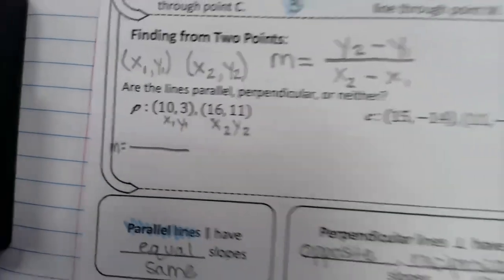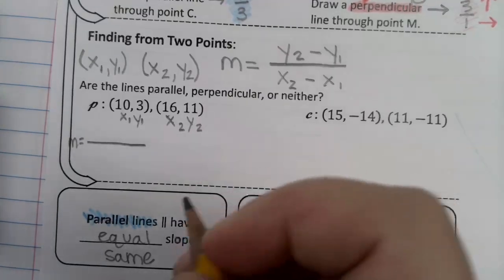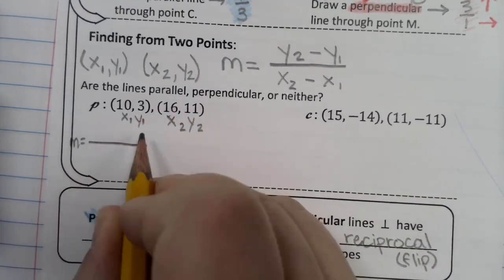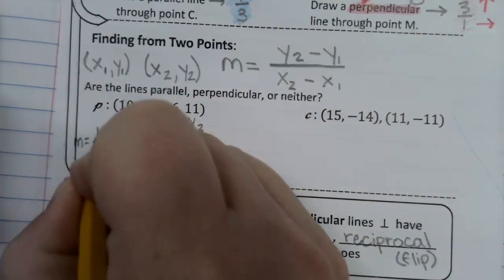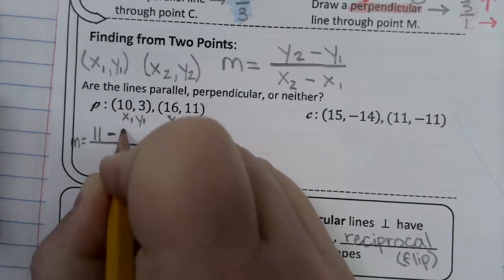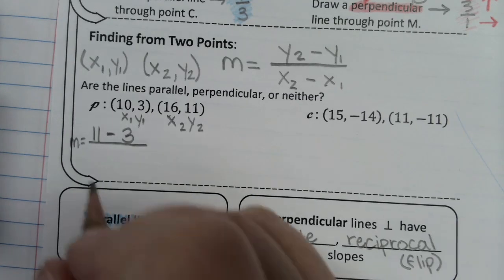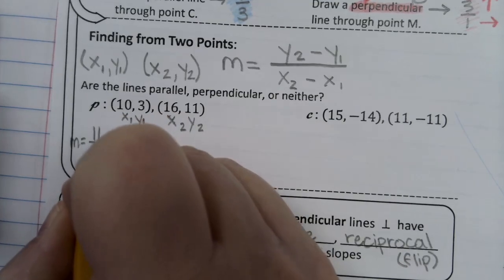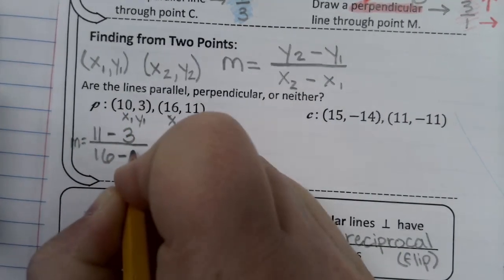So in the numerator, in the top, we're going to start with our y2 minus y1. So which number represents my y2? 11 minus my y1, 3, over my x2, 16 minus my x1, 10.